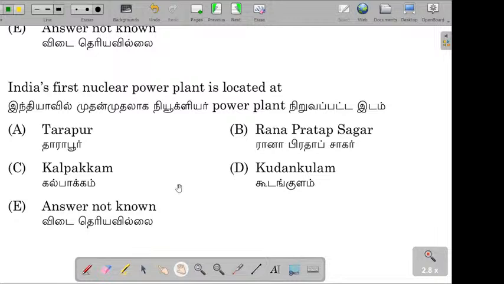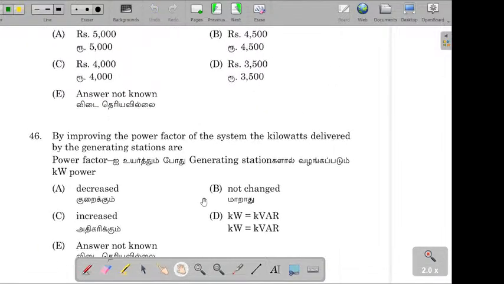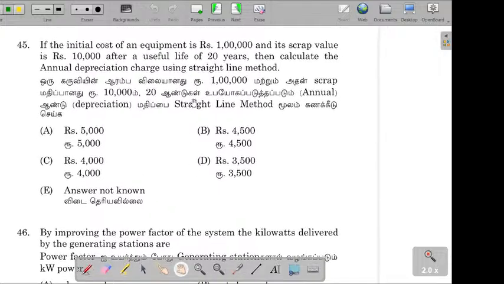India's first nuclear power plant is located at Tarapur. If the initial cost of an equipment is rupees 1 lakh and its scrap value is rupees 10,000, after a useful life of 20 years, then calculate the annual depreciation charge using straight line method. It will be rupees 4,500.